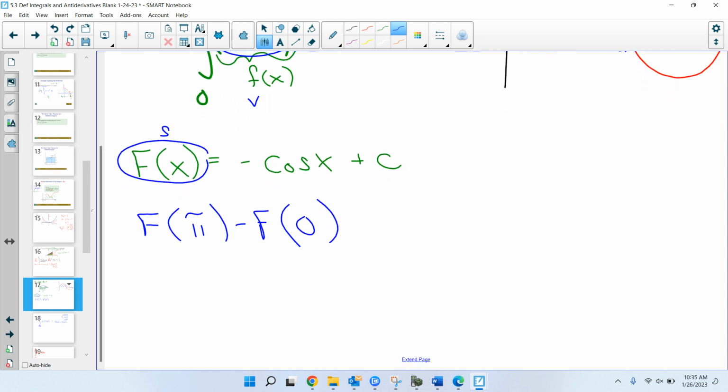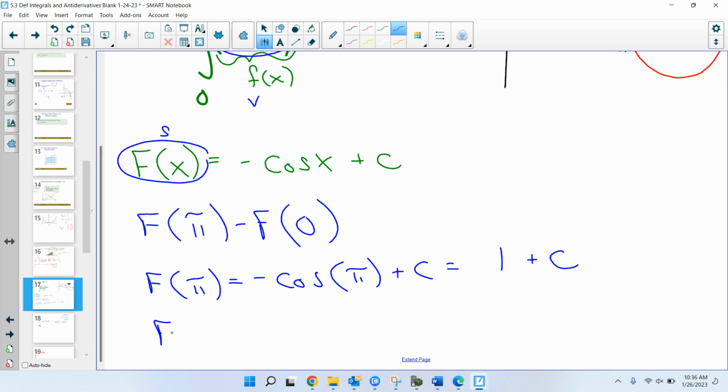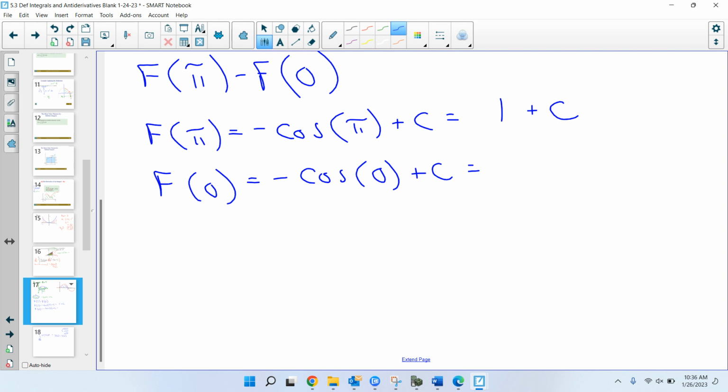What is capital F of pi? Well, capital F of pi is negative cosine of pi plus a constant. What's the cosine of pi? Heard it. Times a negative, positive 1 plus c. Then I also need to know capital F of 0, and then I'll subtract. Well, capital F of 0 is negative cosine of 0 plus a constant. What's the cosine of 0? 1. So negative 1 plus c.